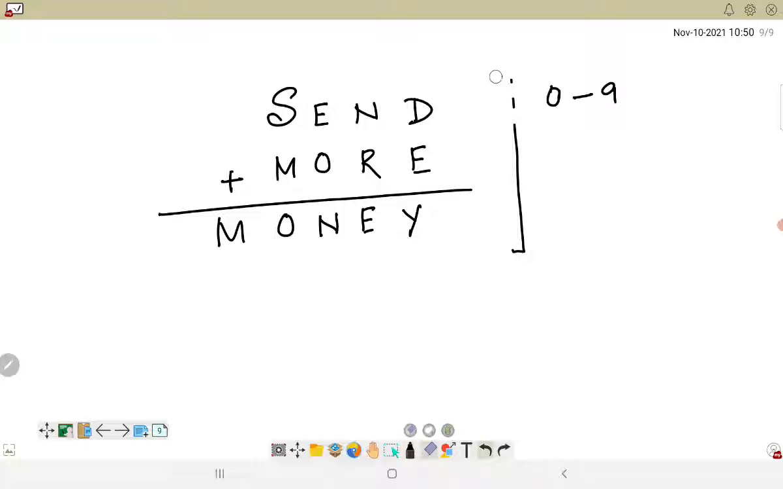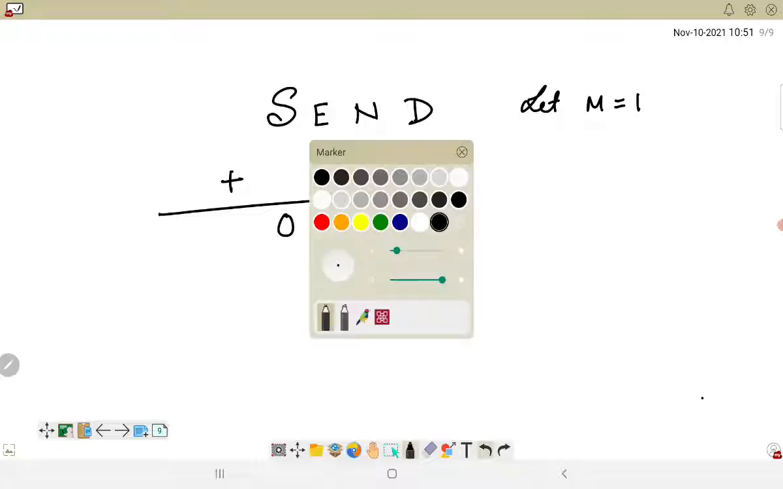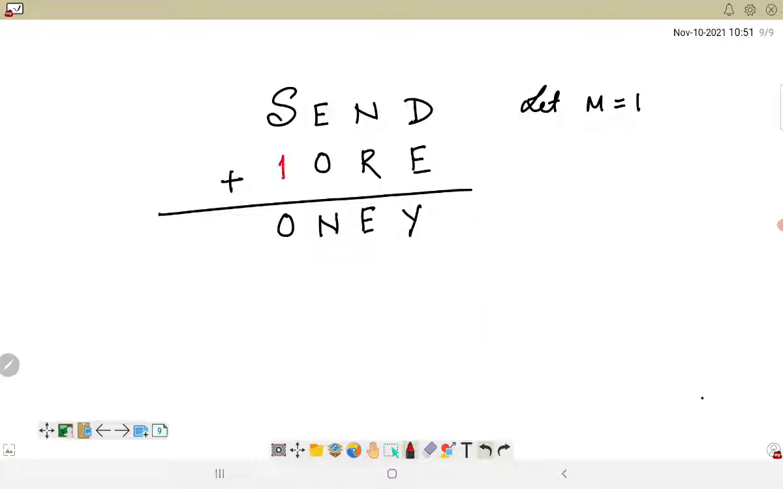For this I need a little space, so let me rub this. Okay, so SEND plus MORE will give us MONEY. The first step is, let us consider M is equal to 1. So when we are considering M is equal to 1, M here would be replaced as 1. I will use a different color here, let us use red. So 1 and 1. If I'm considering M is equal to 1, this is the scenario.